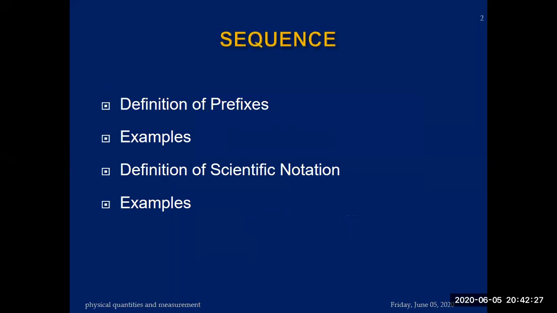The first lecture is the definition of prefixes, and then you will see examples. After looking at the examples, you will be able to understand what the prefixes are and how they are written. Next, after prefixes, we will go through the definition of scientific notation, and with the help of a large number of examples, we will come to know how scientific notations are made, how they are written, and how you will be able to write them down.